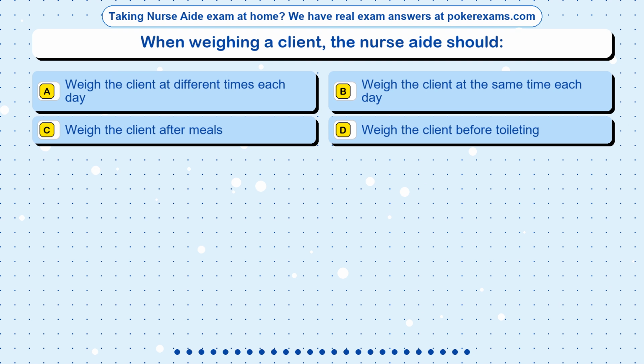Question 15. When weighing a client, the nurse aide should: Option A, weigh the client at different times each day. Option B, weigh the client at the same time each day. Option C, weigh the client after meals. Option D, weigh the client before toileting.